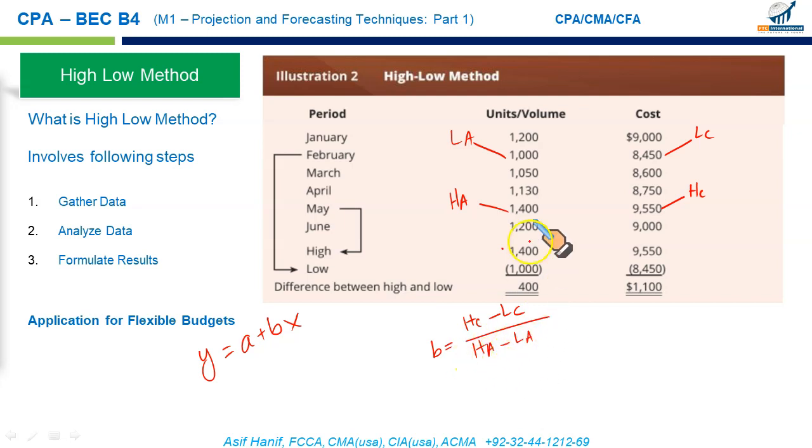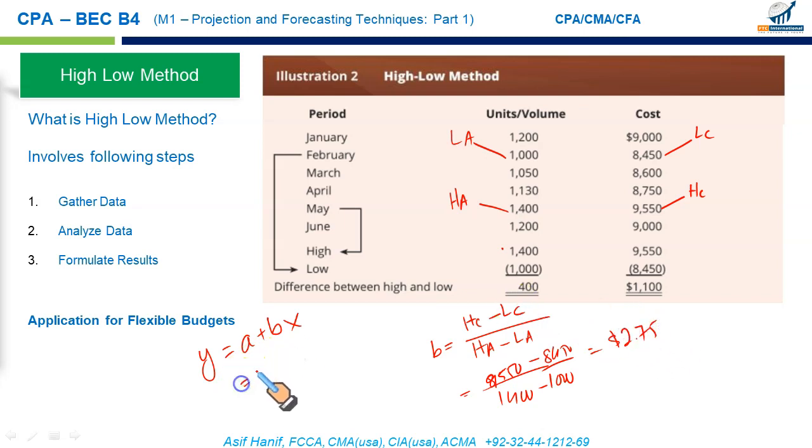Why am I using the word activity, not units? Because you may have machine hours, highest machine hours, lowest machine hours, labor hours. So it's appropriate to use this so as not to confuse that you will always have units. Highest cost is 9,550. And the lowest one is 8,450. Highest activity is 1,400 and the lowest one is 1,000. If you solve all this, you should get your variable cost per unit, that is going to be $2.75.